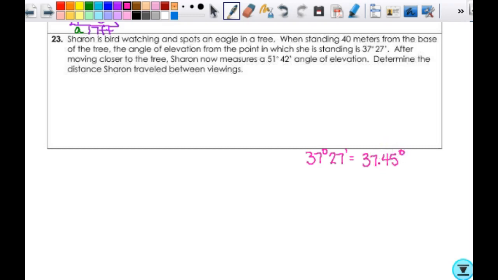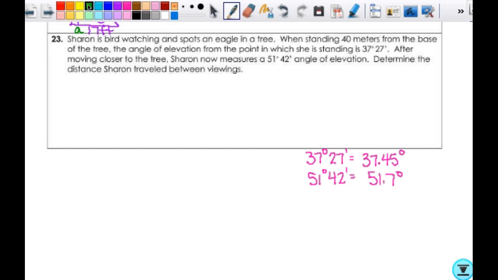And then I'm going to take the 51 degrees, 42 minutes, and convert that. So I take that 42 and divide it by 60, and that's going to give me 51.7 degrees. Okay, so now I'm going to draw my picture.